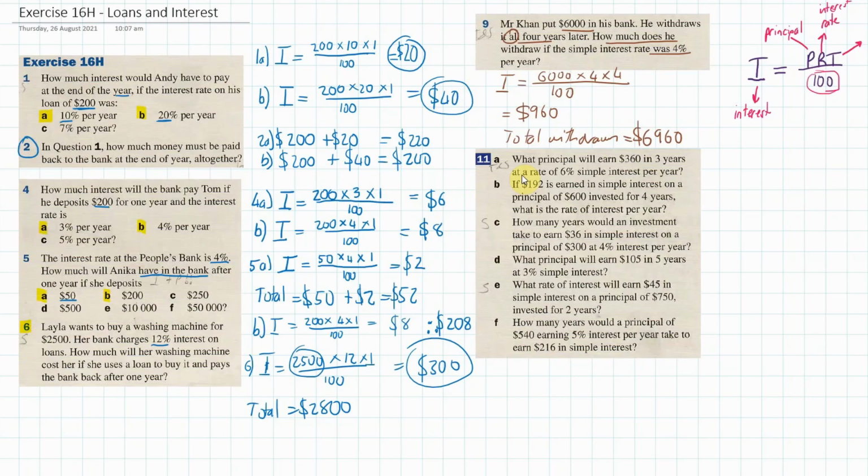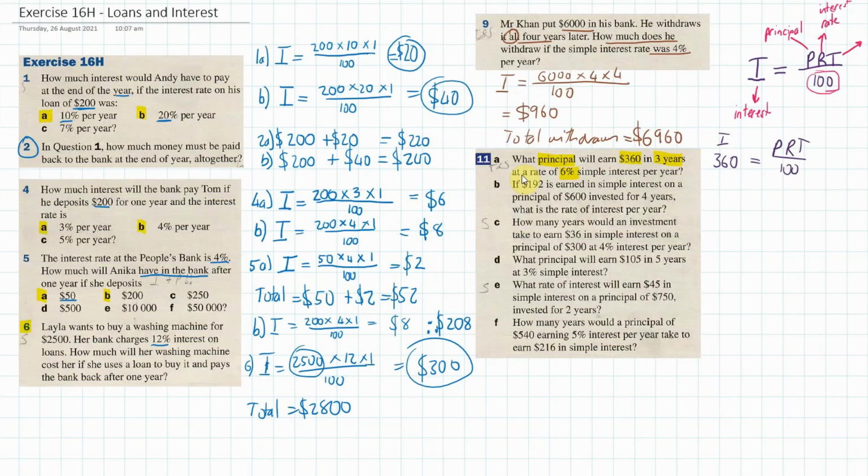Okay. Now, sometimes you'll get ones that are a bit more tricky, so we're going to look at 11A here. What principal will earn $360 in 3 years at a rate of 6%? Now, sometimes what you know is the interest. So, we know that the interest in this case is $360. So that's I. We don't know the principal, so that's P. We do know the rate of interest and the time.